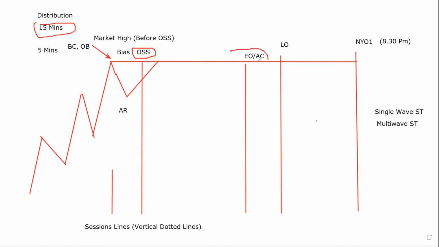Between OS and EO, we have to see how the price is moving. The price can move between OS and EO in two or three ways. Number one way is that the price will move exactly in a range. This is one way, so the price is just moving in a range.